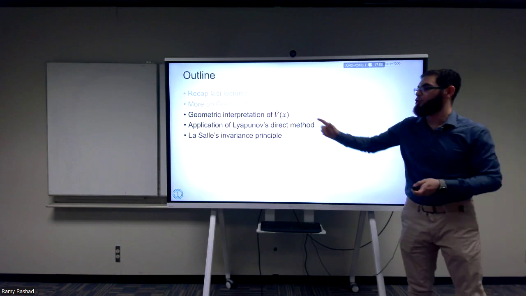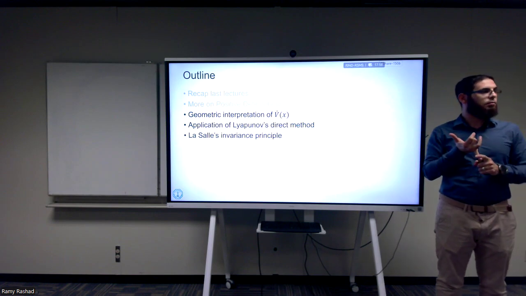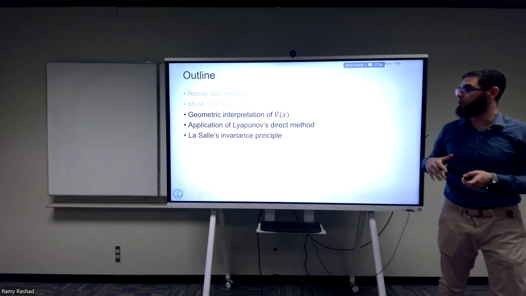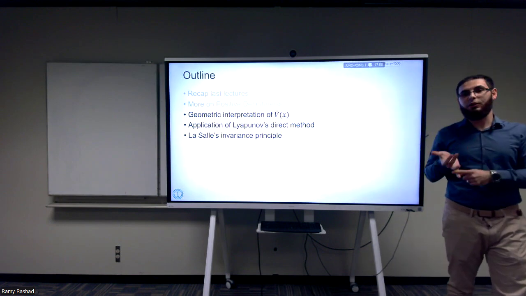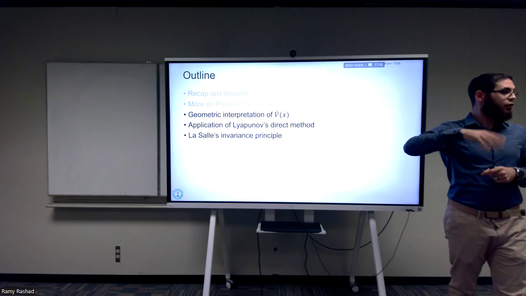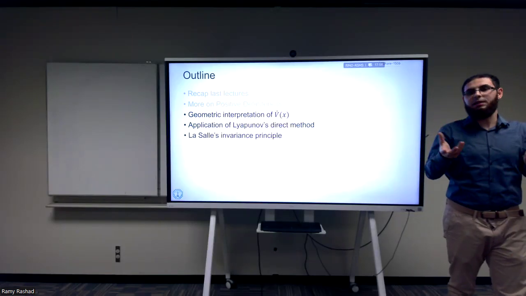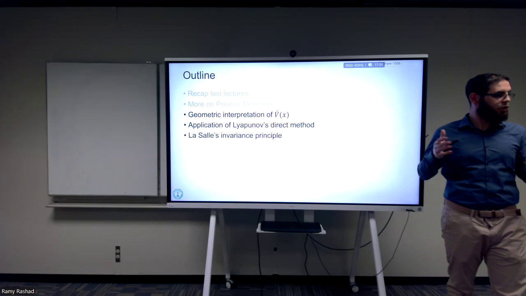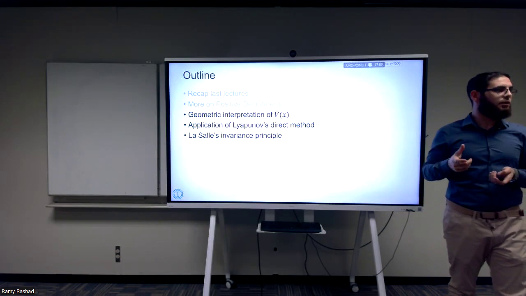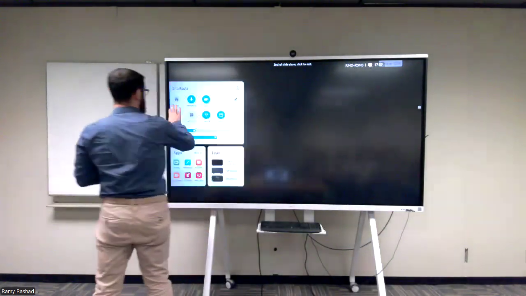Now let's look at the geometric interpretation of V dot. If I give you some V, and again, examples will be in the homework and in the assignment, you can check whether it's positive definite or not. If you calculate the corresponding V dot, you can check again with the same technique whether it's negative definite or negative semi-definite and so on. The question now is, how do you calculate V dot in the first place? Let's go to the board and write this down.